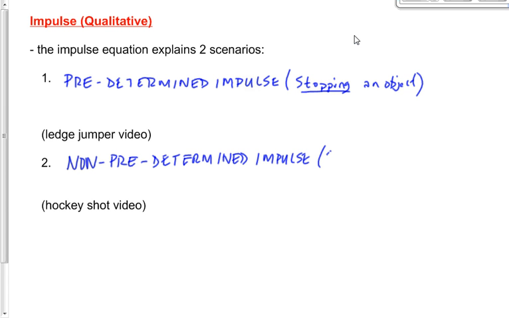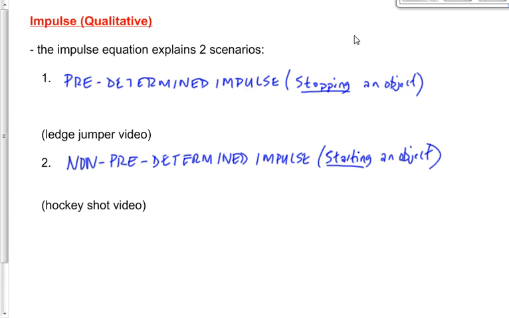For instance, a golf ball is sitting on a tee. You're going to hit it. The impulse that the golf ball experiences when you hit it is not predetermined. If you hit it harder, it'll go faster. The impulse is greater if you hit it harder, right? Typically, a non-predetermined impulse comes when you're starting an object. A golf ball that's sitting on the ground, a baseball that you're going to throw. When you're causing an object to speed up is when we have a non-predetermined impulse.